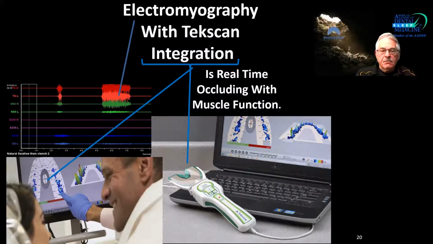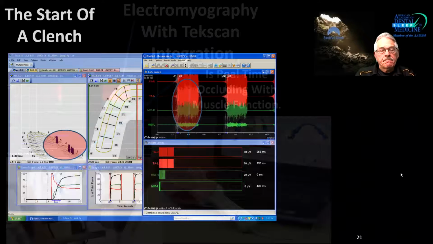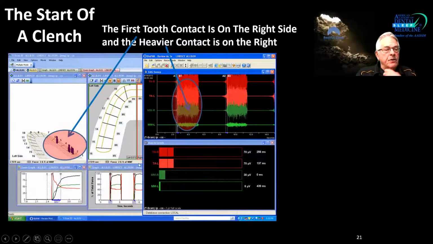I'm not saying you have to. I'm just sharing with you what I do here. So this is an electronic wafer, if we can call it that, that goes in between the teeth. And now I can tell exactly which tooth touches first while I'm looking at electromyography studies at the same time. So let's look at this moment here. This is a video of time, okay? And you can see I have the patient close.